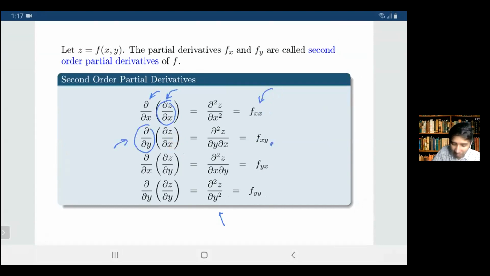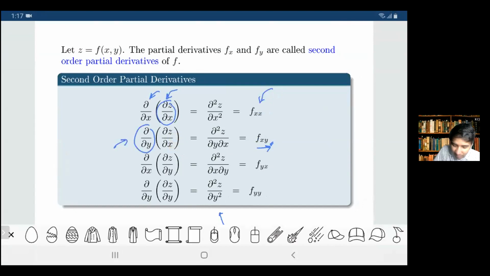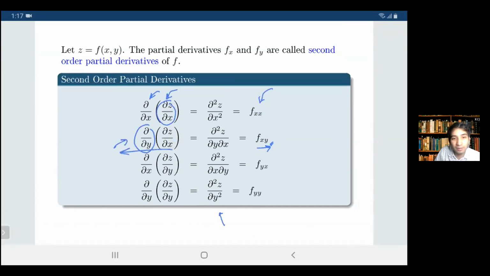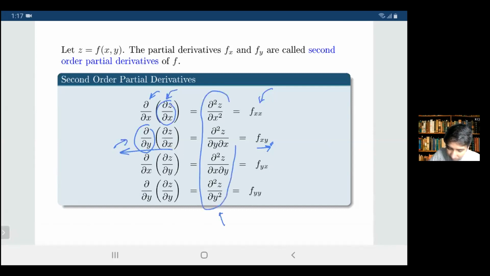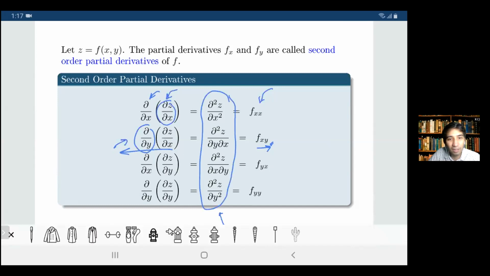So, mapapansin niyo, pabaliktad na. Kung ito, from left to right yung pag-differentiate. Itong partial symbol, from right to left yung order. Okay? So, ano tong nasa second part? Itong nasa second column, ito lang yan. Pinasimple mo lang yung nasa first column.